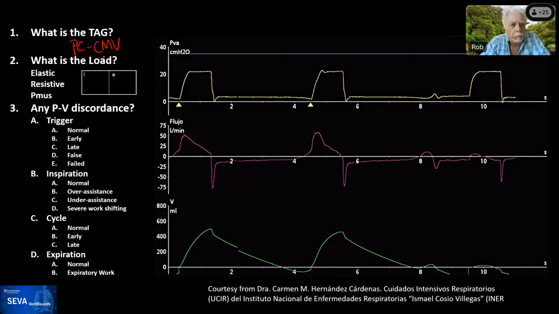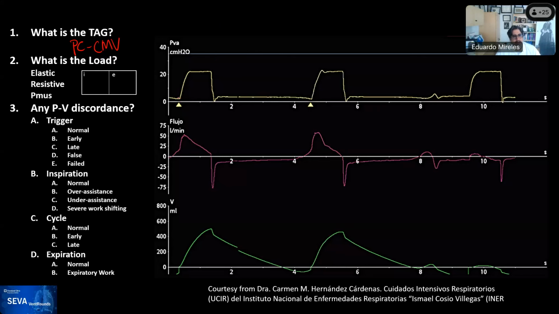Fabulous. And then CMB means continuous mandatory ventilation. And this is a key SEVA knowledge, which is when we say continuous mandatory ventilation, we mean that all breaths are mandatory. And a breath that is mandatory means that the machine controls either the start or the ending.